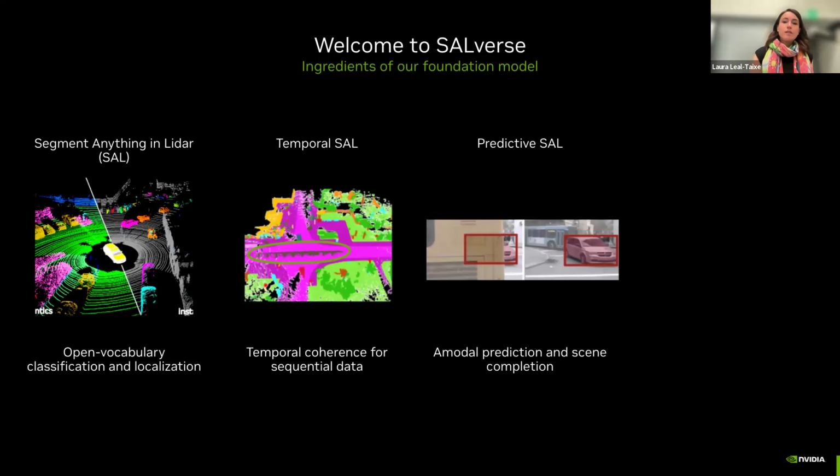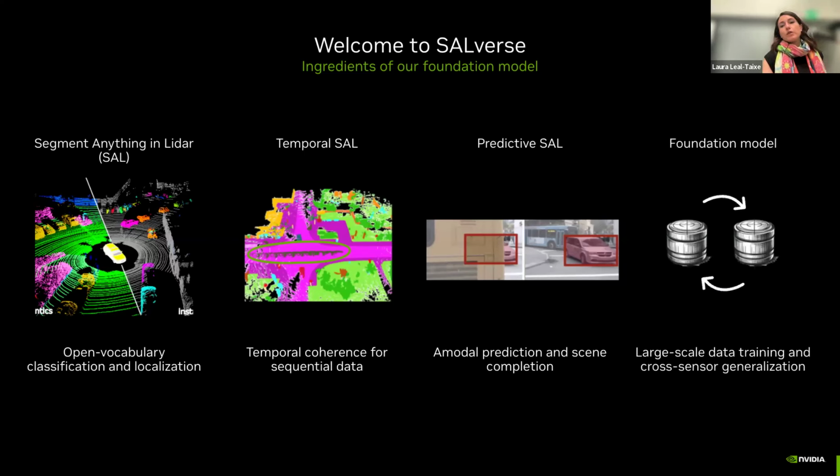The next step is what happens when you don't fully see the object. If you are familiar with LiDAR scans, especially from AV, you almost never see the full extent of the object, so you get these partial reconstructions. So the next step is to do amodal prediction, to work on scene completion. And the final one is to make this a foundation model: work on scale, large-scale data training, and cross-sensor generalization.